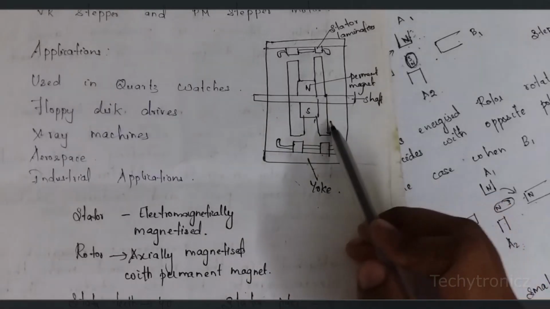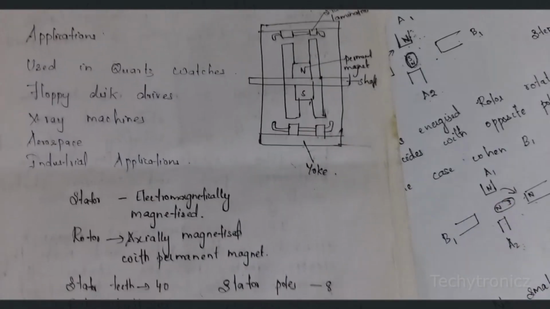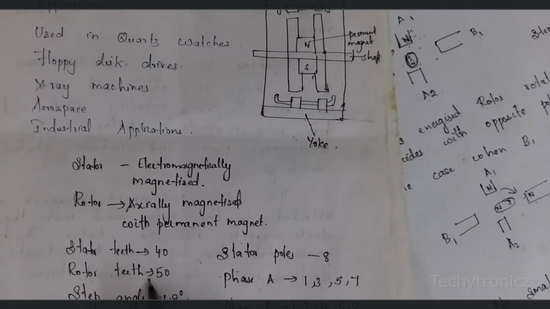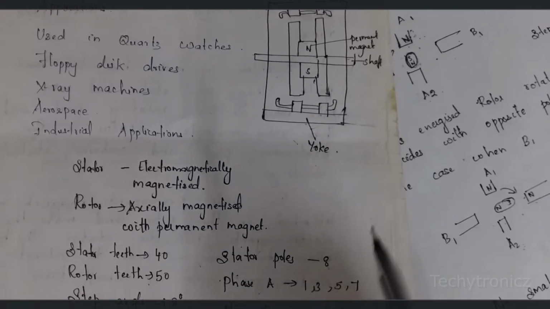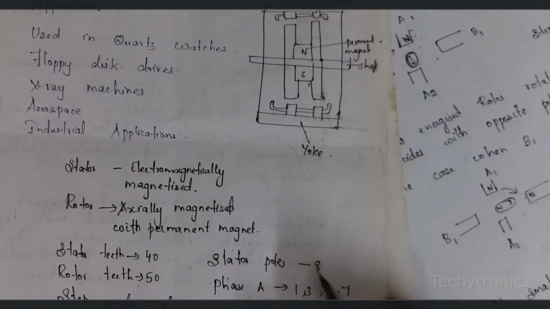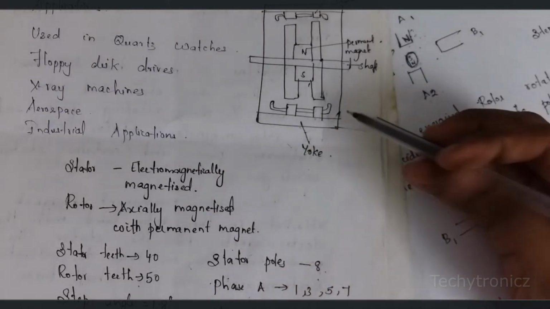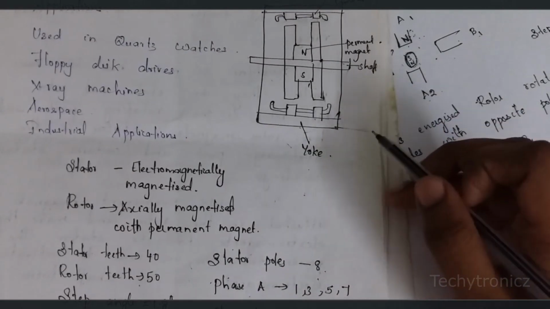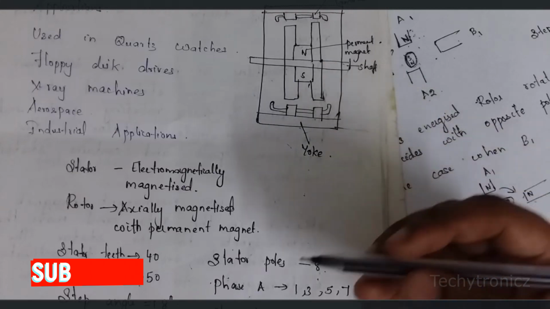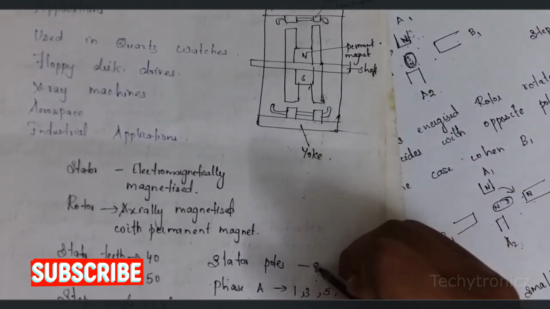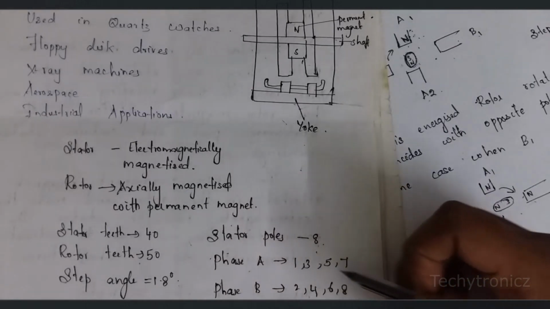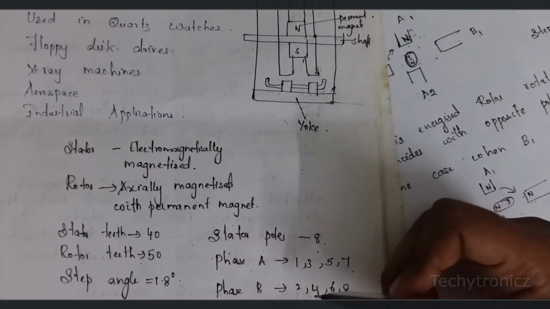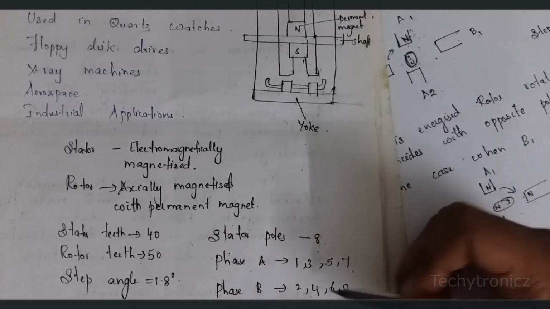Okay, so here in this type of construction we have 40 stator teeth and 50 rotor teeth, so the step angle will be 1.8 degrees. Here the stator has 8 poles. This type of hybrid stepper motor is constructed this way. These 8 stator poles are divided into 2 phases. That is, phase A will have poles 1, 3, 5, 7, and phase B will have poles 2, 4, 6, 8, the even numbers.